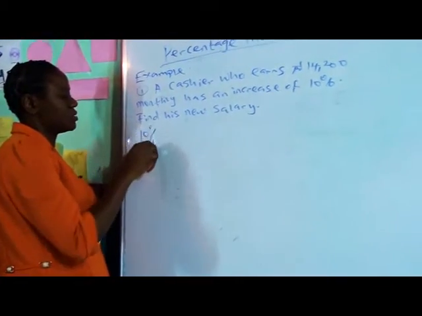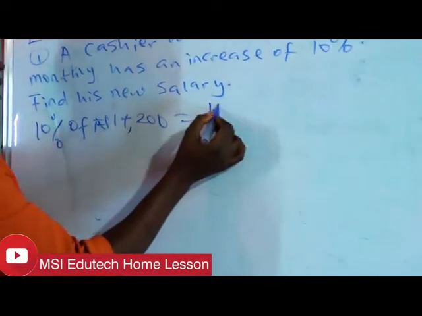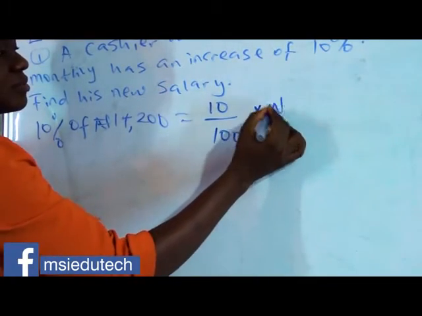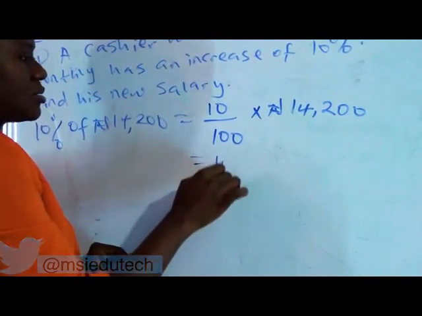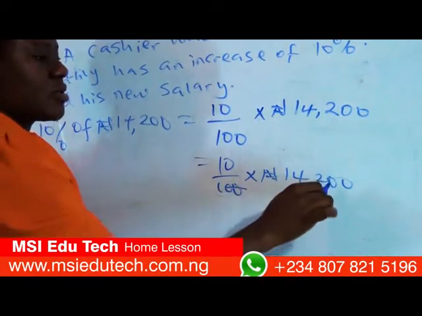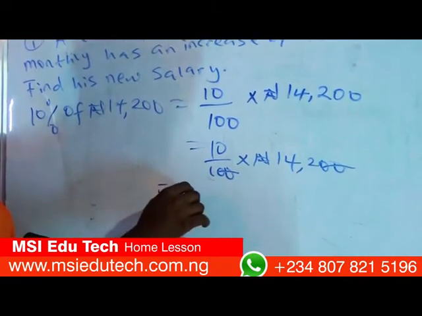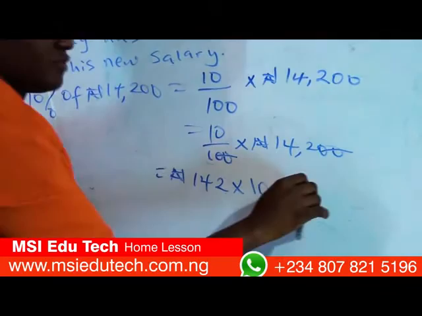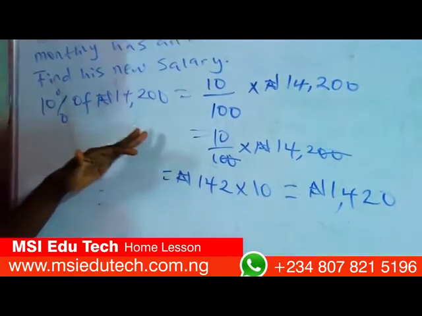So 10% of 14,200 naira would give us 10 over 100, which is the percent, times 14,200. 2 zeros here we cancel out. 10 over 100. 2 0 crosses out 2 0 here. So what we have here is 142 naira times 10, giving us 1,420. So his salary has been increased by 1,420.